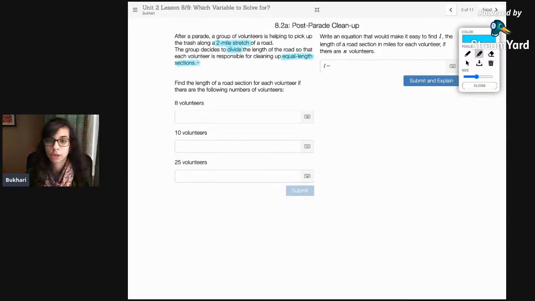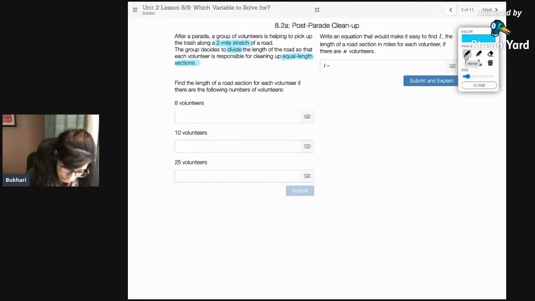Okay, remember we talked about over the past couple lessons, what are our keywords? I see 2-mile stretch here, I see the word divide, and I see equal length sections. So find the length of the road section when I have 8 volunteers. If I have 8 volunteers and I have 2 miles to work on, I know that I am dividing those 2 miles divided by 8, right?